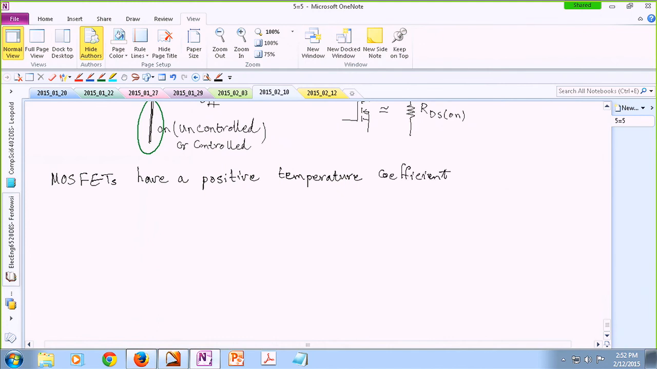So the temperature coefficient is positive in a sense that if the device gets warmer, the value of this resistor also gradually increases. And because of that, this is actually quite good. You can easily place MOSFETs in parallel, something like this. Okay, so what do I mean by that? So let's say you have two MOSFETs.